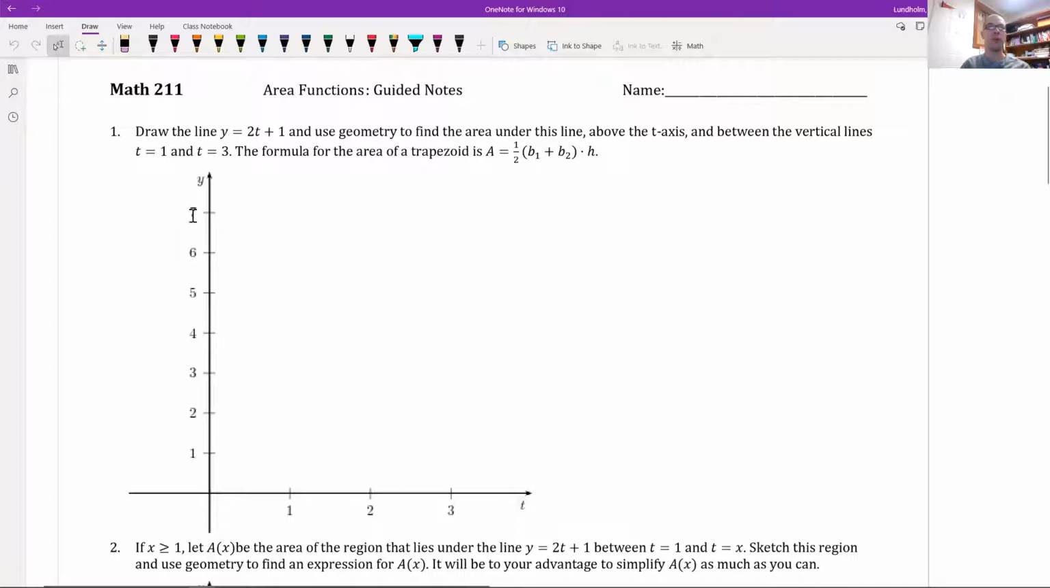Okay, so we're going to draw the line y equals 2t plus 1 and use geometry to find the area under this line, above the t-axis, and between the vertical lines t equals 1 and t equals 3. We can use the formula for the area of a trapezoid.